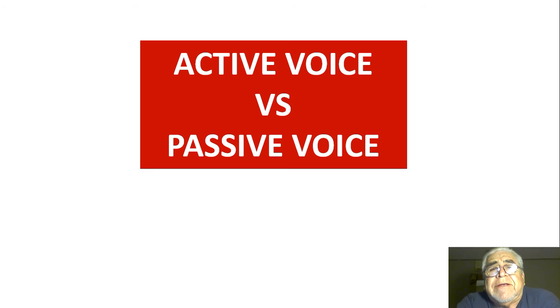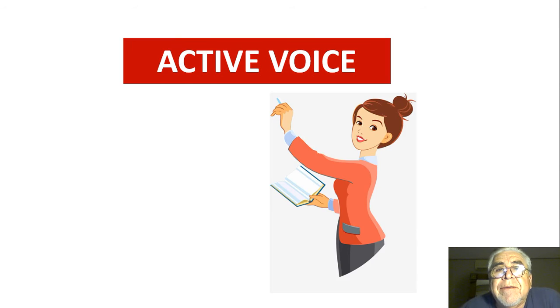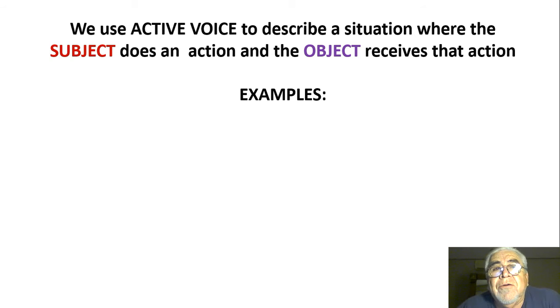In English, it's very common that sentences are used in active voice, but many times the same sentences can be told using passive voice. Let's learn active voice first. We use active voice to describe a situation where the subject does an action and the object receives that action.